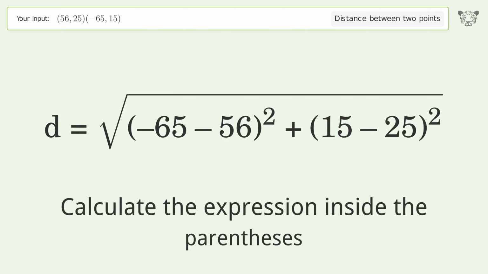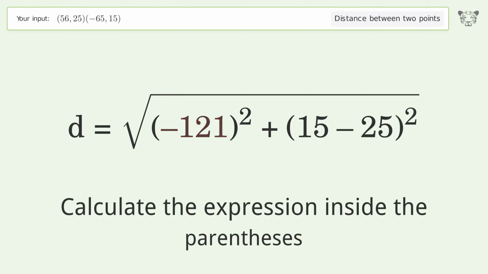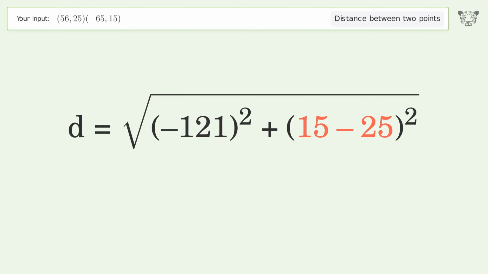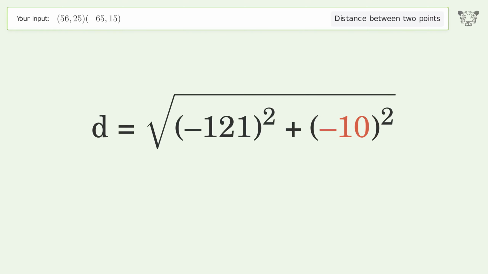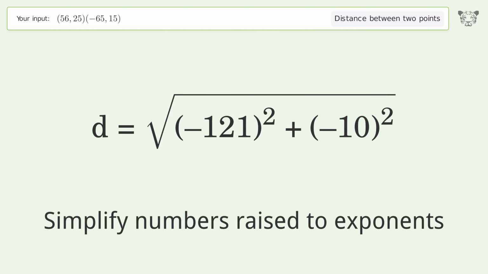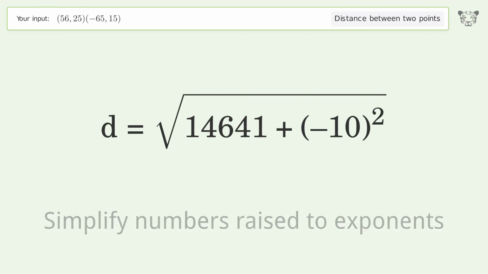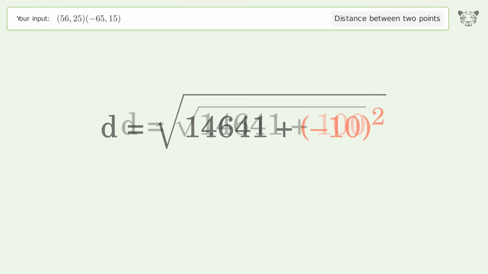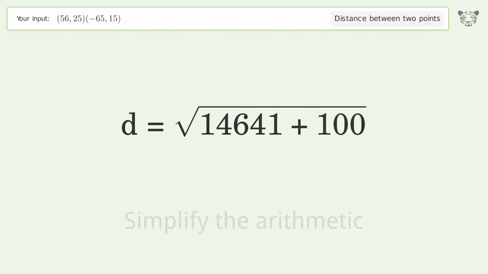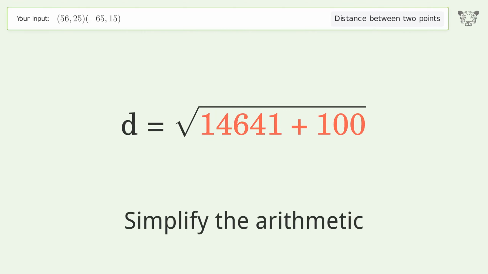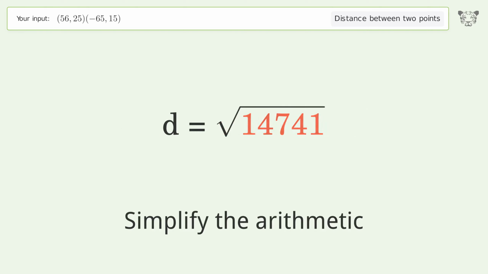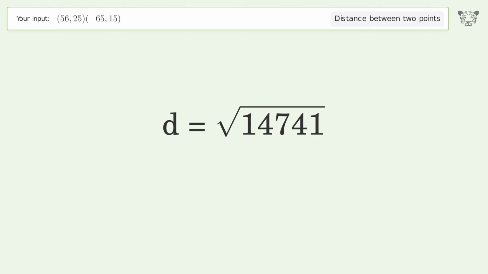Calculate the expression inside the parentheses. Simplify numbers raised to exponents. Simplify the arithmetic. And so the distance between the 2 points is the square root of 14,741, or 121.413.